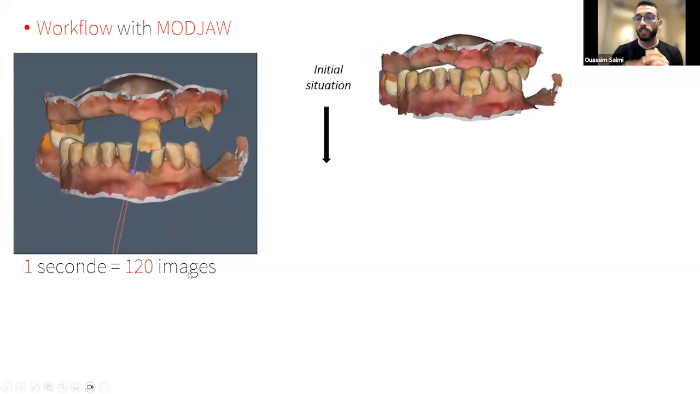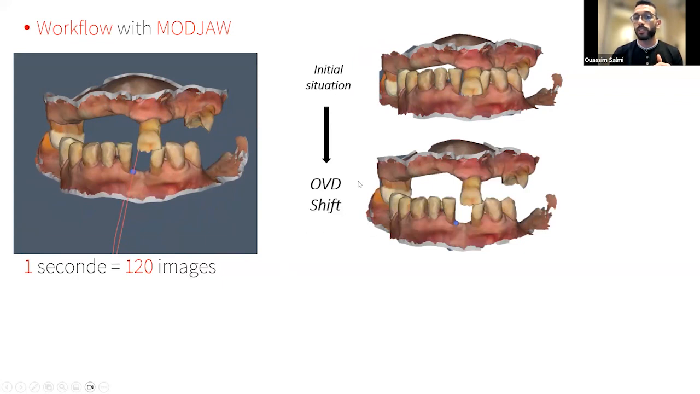You can stop at any image to be able to use the OVD shift functionalities without losing information, because this position, you don't scan it for the second time. You will export it like this. So it's a new way of thinking.